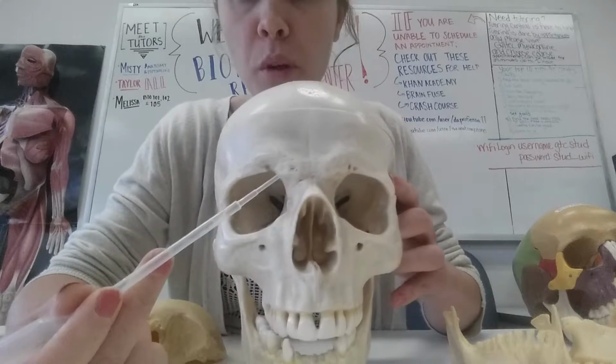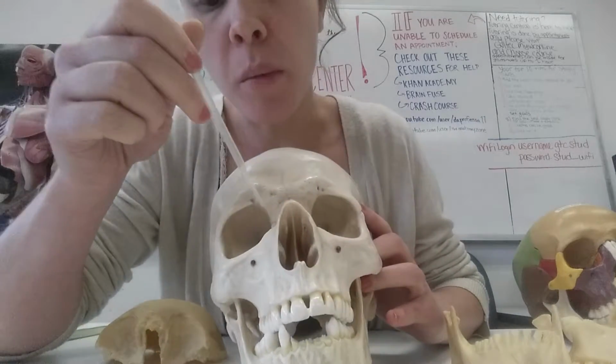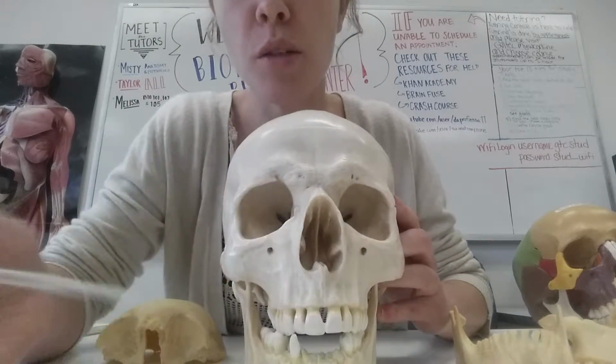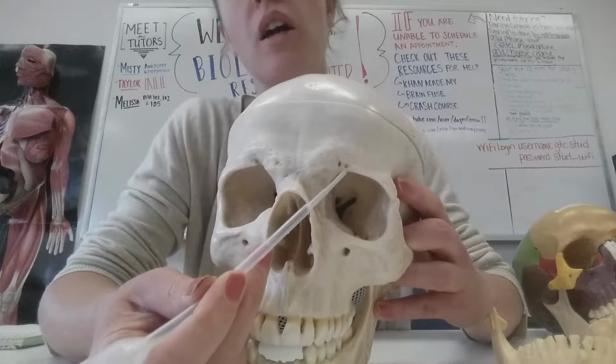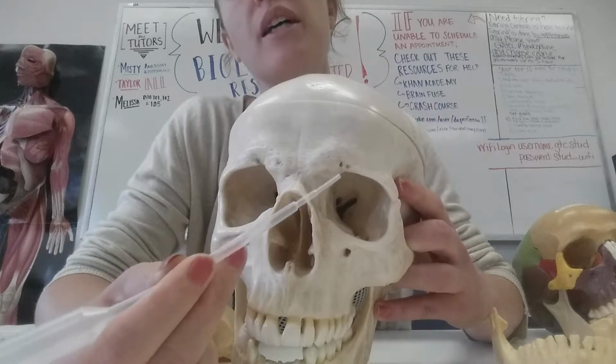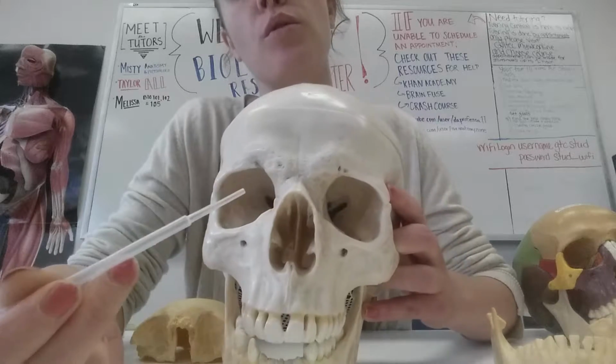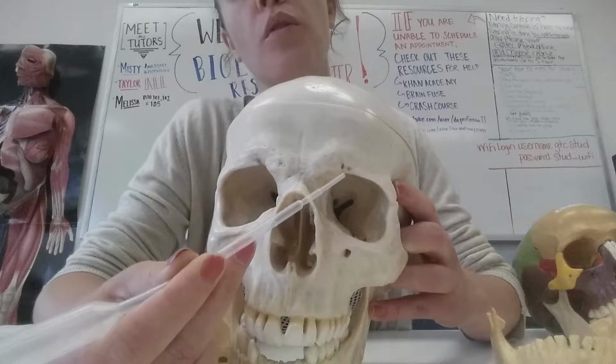Then we have the supraorbital notch. It doesn't form a complete hole, so it's a notch, but on this side, as you see, it is a complete hole, or a complete circle. So that is the supraorbital foramen. So supraorbital notch, supraorbital foramen.